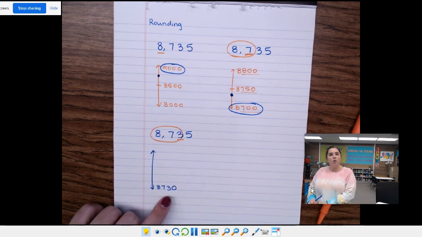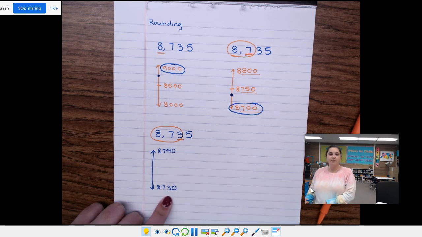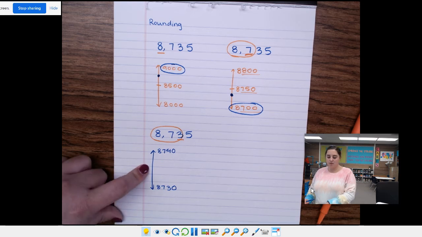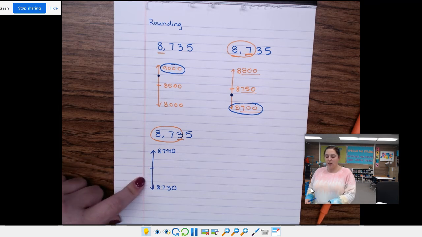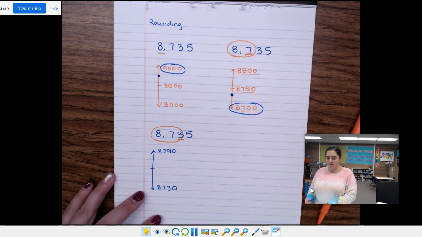What would be 10 more than this? 8,740. Good. What would be your midpoint? Why don't you pause the video, find your midpoint, and figure out, are you going to round up or are you going to round down? Okay, are you ready to check?